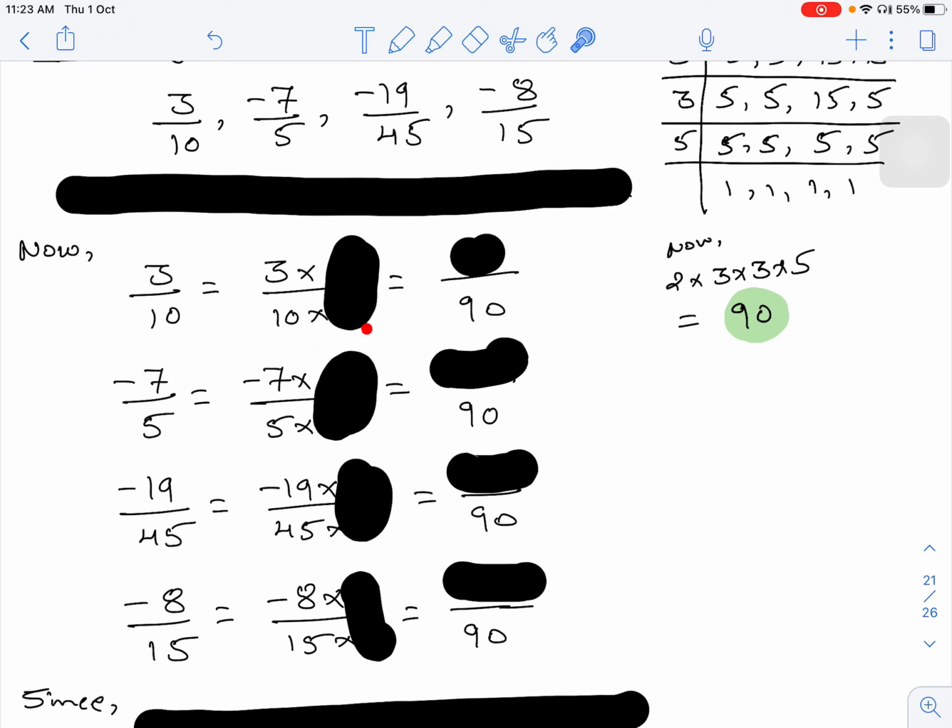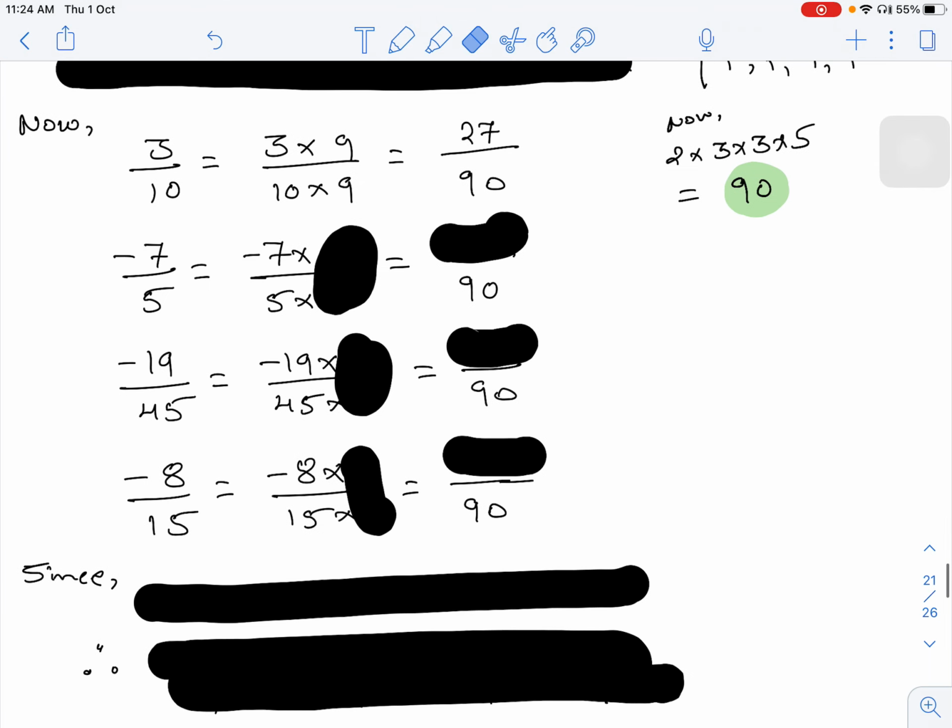So we have to multiply 10 by 9. The same number must be multiplied to the numerator as we have done over here. 10 nines are 90, so the same number we will multiply to the numerator. Now 3 nines are 27.